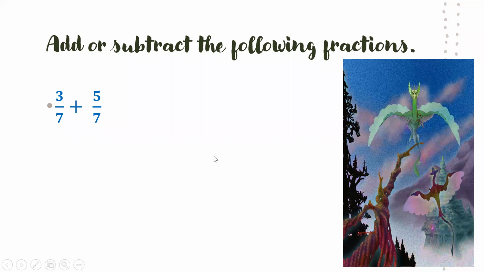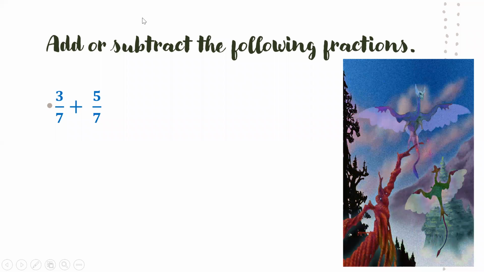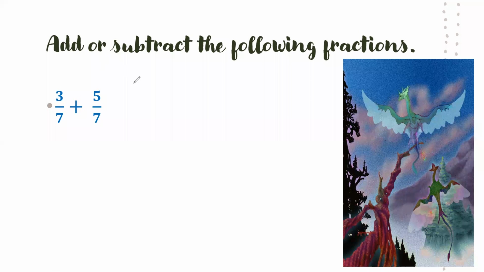Okay, next. Number 2, 3 over 7 and 5 over 7. So how do we add 3 over 7 and 5 over 7? Copy the denominator, which is 7, and then add 3 and 5. So 3 plus 5 is 8 over 7, or change this to a mixed number, and that is 1 and 1 over 7. So the final answer is 8 over 7, or 1 and 1 over 7.